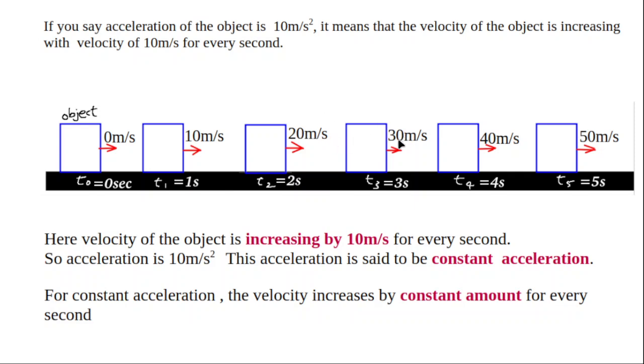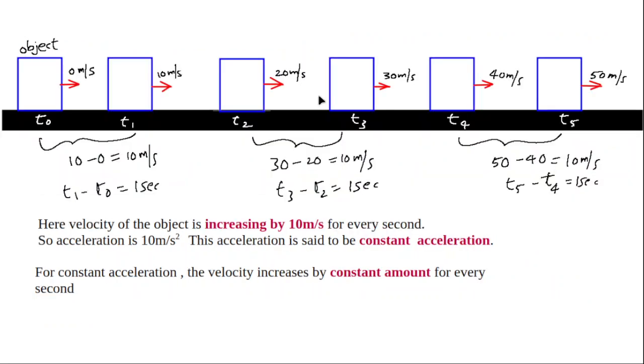See that 30 is equal to 20 plus 10. Similarly, 40 is equal to 30 plus 10. Similarly, 50 is equal to 40 plus 10. Similarly, 20 is equal to 10 plus 10. And similarly, 10 is equal to 0 plus 10. So for every second, the increase in velocity is 10 meters per second if the object is moving with an acceleration of 10 meters per second square. This is what is called the case of constant acceleration. Constant acceleration.